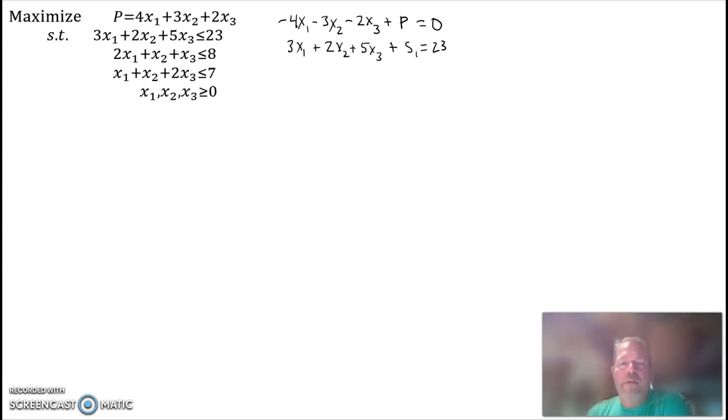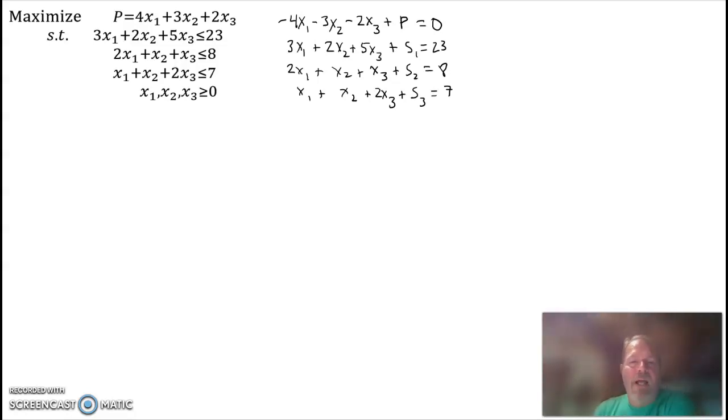Next inequality, 2x sub 1 plus x sub 2 plus x sub 3. We're going to add the slack variable s sub 2. Now it's equal to 8. And finally, x sub 1 plus x sub 2 plus 2x sub 3. We're going to add the slack variable s sub 3, and now it's equal to 7. And we don't need to write these implied non-negativities.